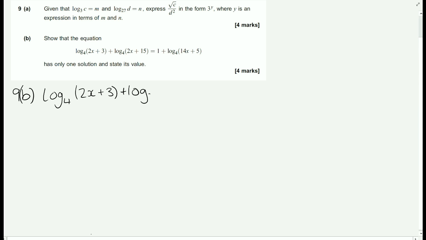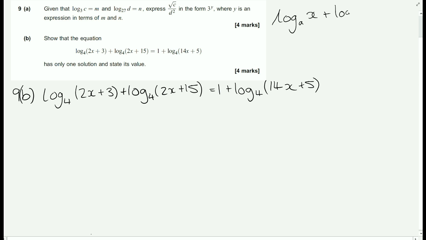So I'll write it out in full. And while we're doing that, we can be thinking about what are our 3 or in fact 4 main log rules that we're going to be applying in this question. So the first log rule that we're going to be applying is that log to the base a of something plus log to the base a, same base, of something else, is the same thing as log to the base a of those two things multiplied together.